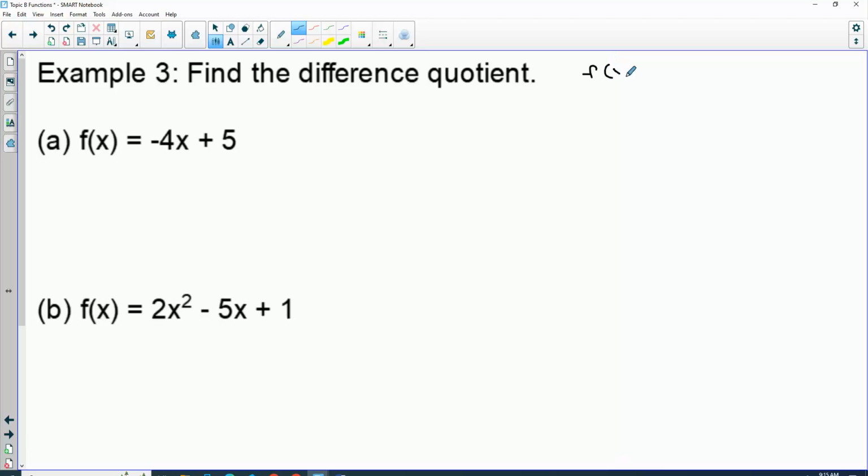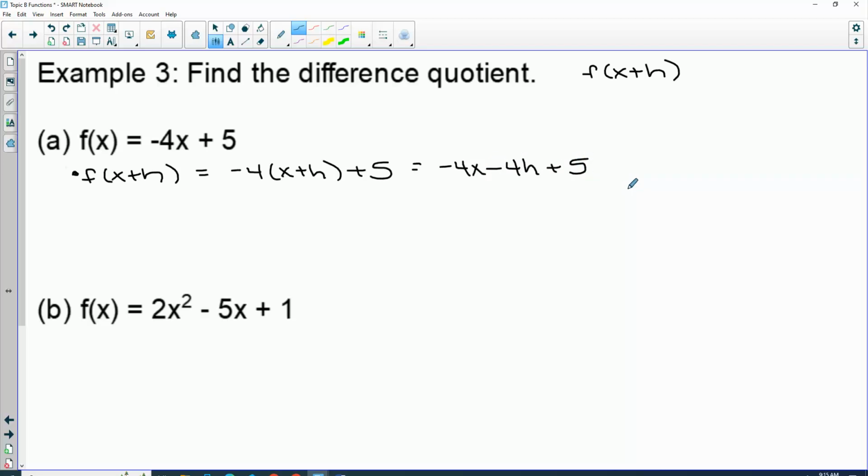So my difference quotient. We need the f of x plus h. So if I did that, all that means is we go to our equation, we replace the x with x plus h, and we see what we get. So it's negative 4x minus 4h plus 5.